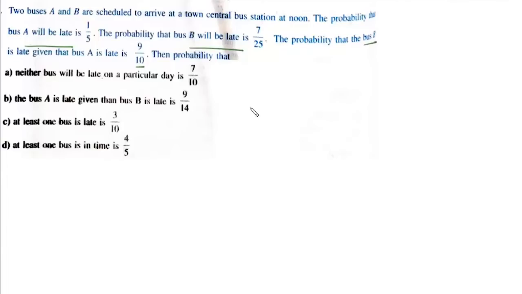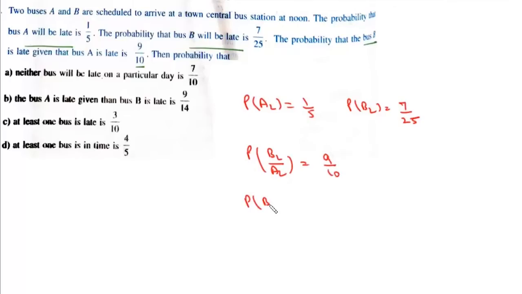Now we are given that probability that bus A arrives late is 1 by 5, and probability that bus B is late is 7 by 25. Also the probability that bus B is late, given that A is late, is 9 by 10. Now this probability is probability BL intersection AL upon probability of AL, and this is 9 by 10. The probability of AL is 1 by 5. So their intersection BL intersection AL will be simply 9 by 50.